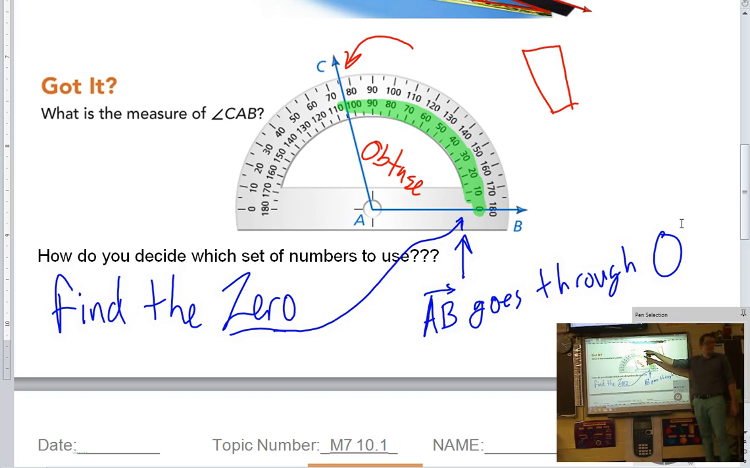So it's not 75, it's between 100 and 110. Always look at what it's between. And between 100 and 110 is 105. That's 105. Now, we need to talk about how we notate the angle.